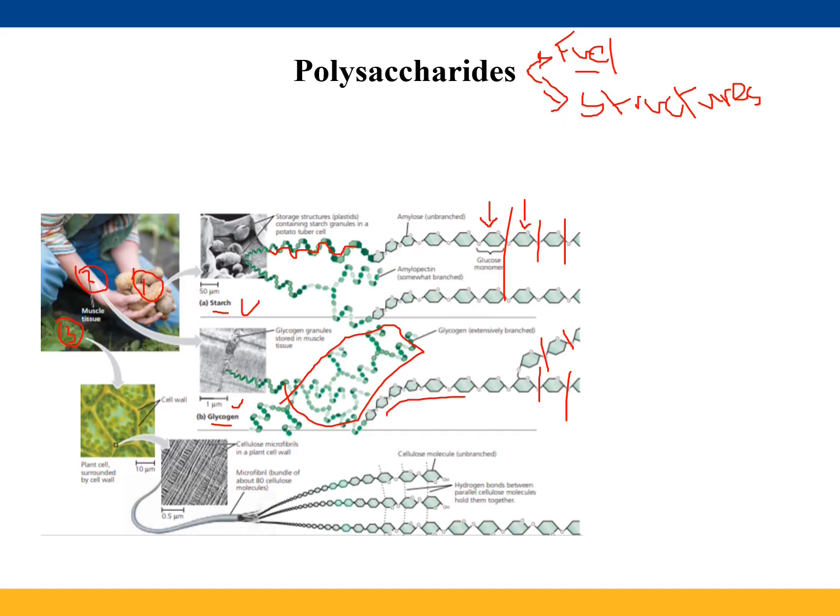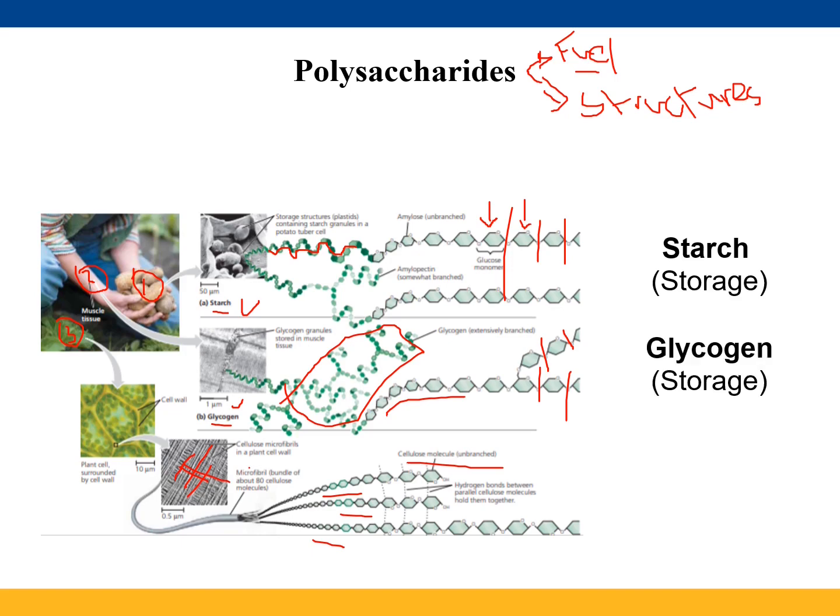Finally, the last polysaccharide that we're going to talk about is called cellulose. And in cellulose, if you see, it's very different. It's very organized, and it forms filaments. It is used as a framework in the cells. So to summarize, I talked about starch, which is for storage, glycogen, which is also for storage, and cellulose, which is for structure.